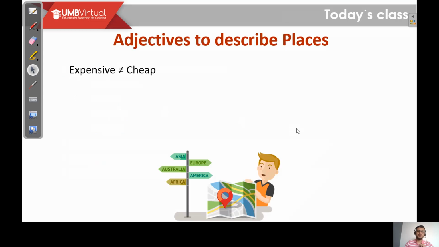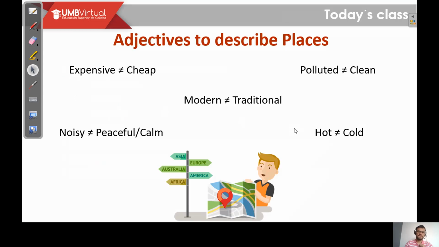Una vez clarificado esto, vamos a pasar a adjetivos para describir lugares. Adjectives to describe places. For example, we can talk about expensive, like you have to pay a lot. Yeah, you have to pay a lot. Versus cheap, you have to pay less. ¿Sí? Esto es para money. Okay, sorry.